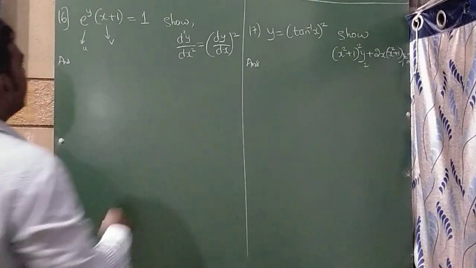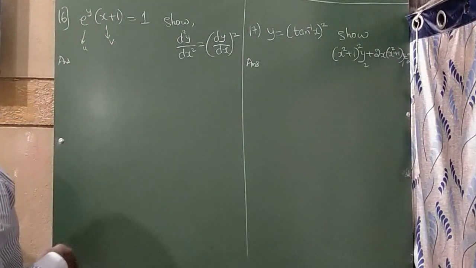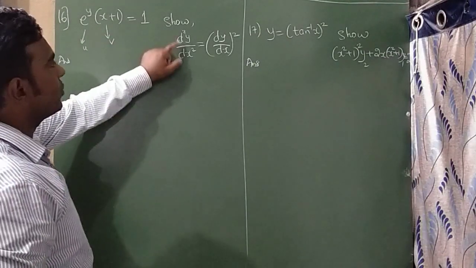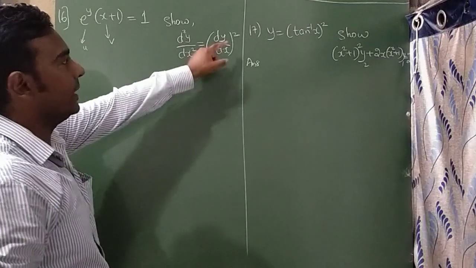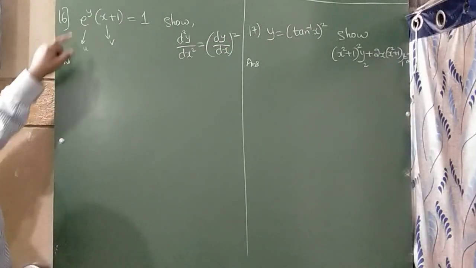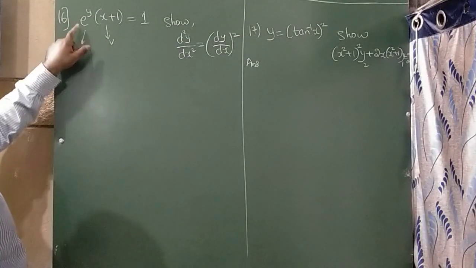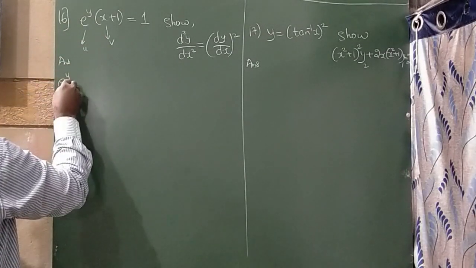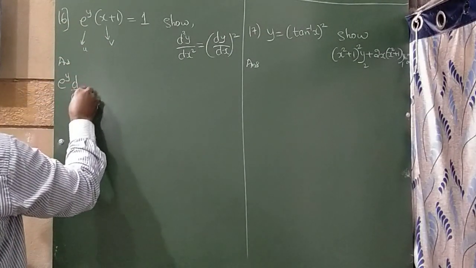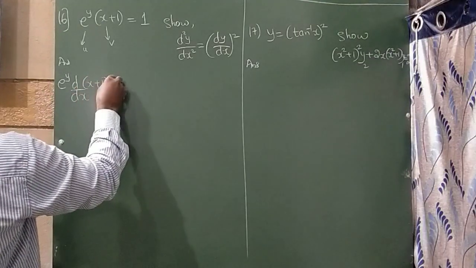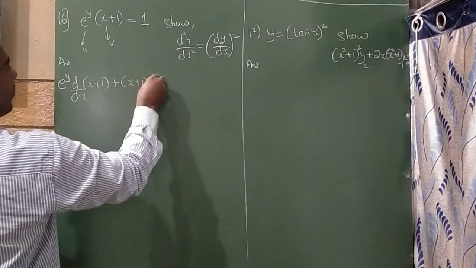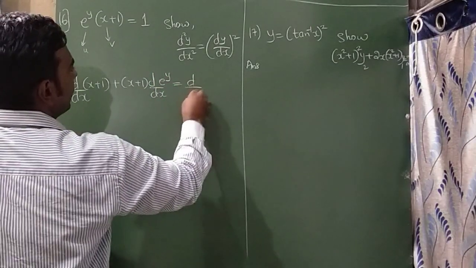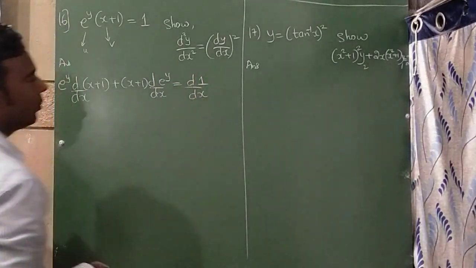So 16th question is e raised to y into x plus 1 is equal to 1. You need to show that d square y upon dx square is equal to dy by dx whole square. So this is the product rule because this is u and this is v. So what I am going to do is e raised to y d by dx of x plus 1 plus x plus 1 and d by dx of e raised to y is equal to d by dx of 1.